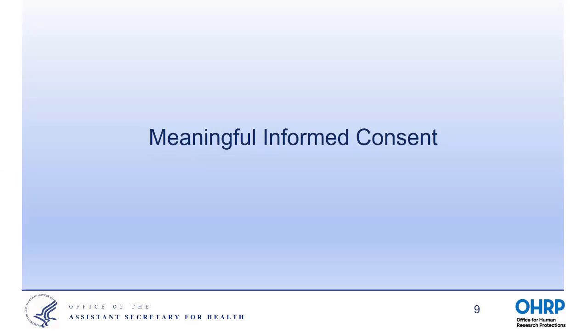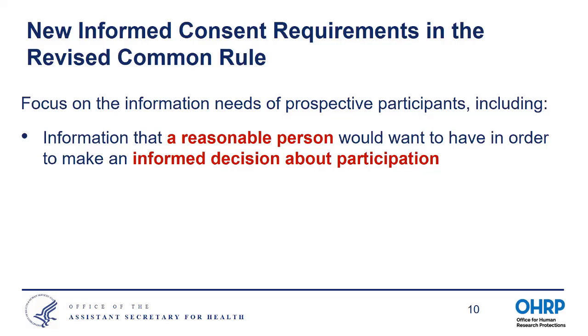So informed consent, as we said, has been required for a very long time. The revisions to the Common Rule that have now been in place for 2 years really focus on making it meaningful. A lot of the improvements around the requirements for informed consent focus on this point, not just giving information, but making it meaningful. So the focus in the general description of informed consent is the idea that you need to give the information that a reasonable person would want to have in order to make an informed decision about participation.